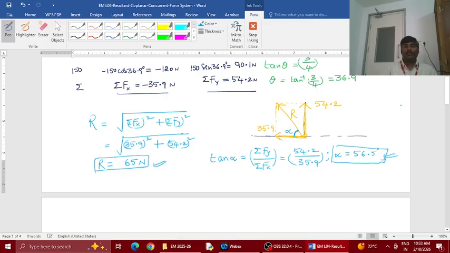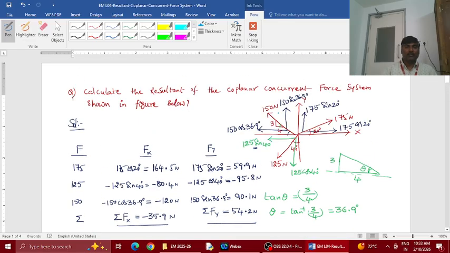This is how you solve for the resultant of a coplanar concurrent force system with the help of rectangular components of the given forces. Thank you. We'll come back with the next problem.